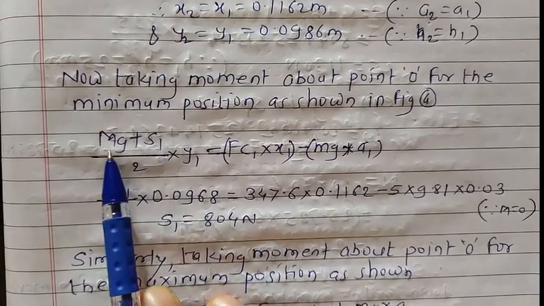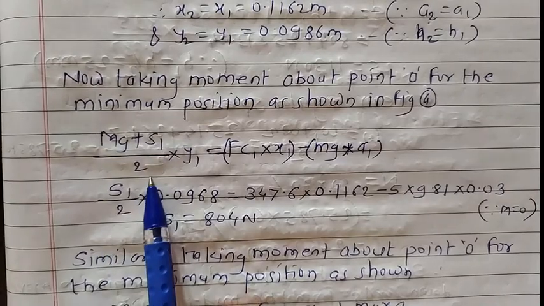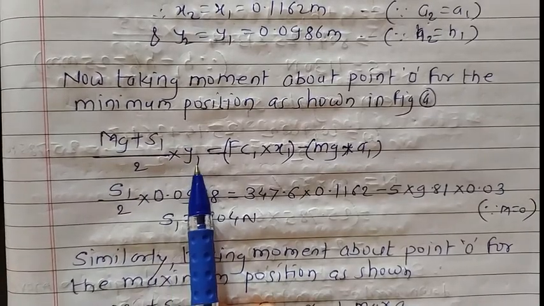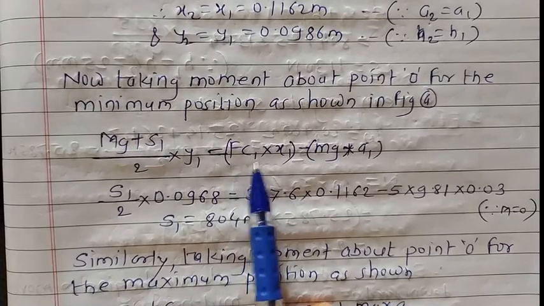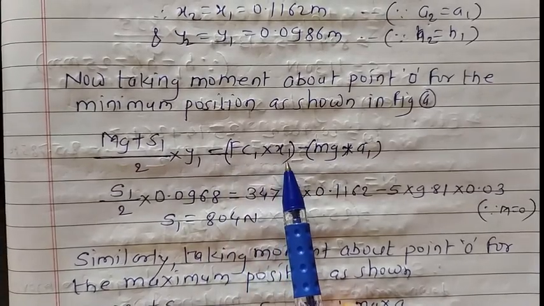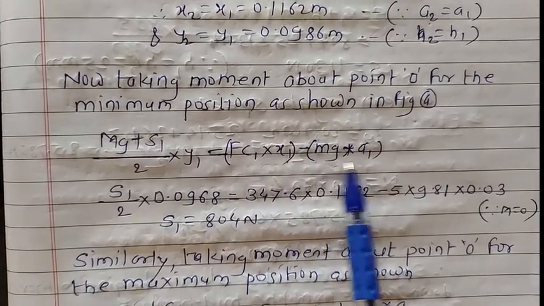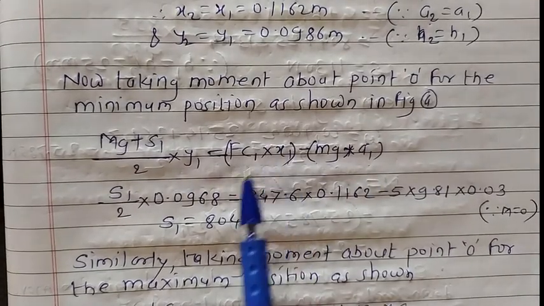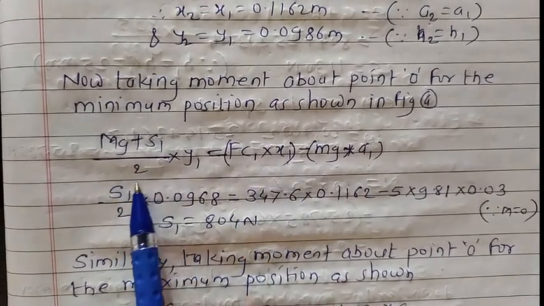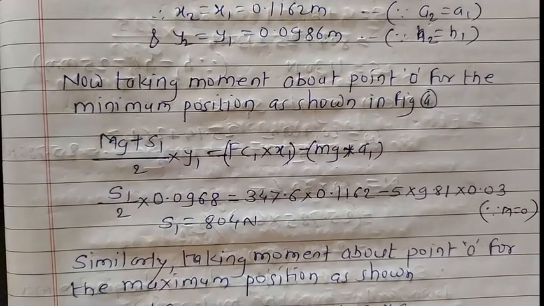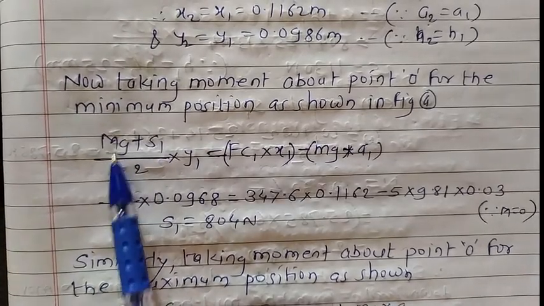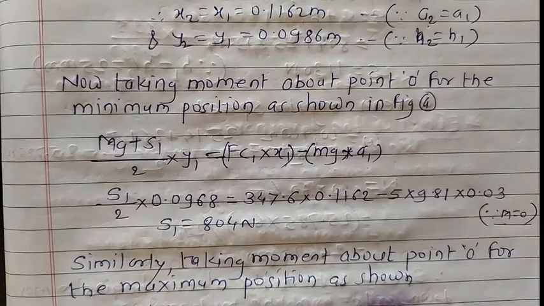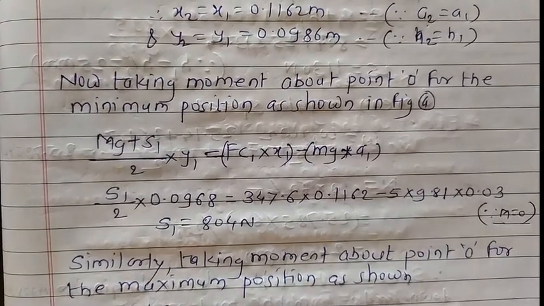So mg plus s1 by 2 multiplied by y1 equals fc1 multiplied by x1 minus mg multiplied by a1. Now try to substitute the values of the information we have. Since the mass of the sleeve is not given, don't consider the mass of the sleeve; just consider it as 0.